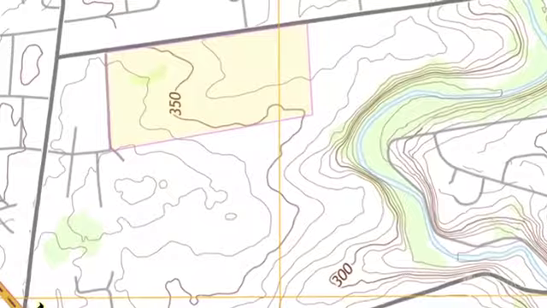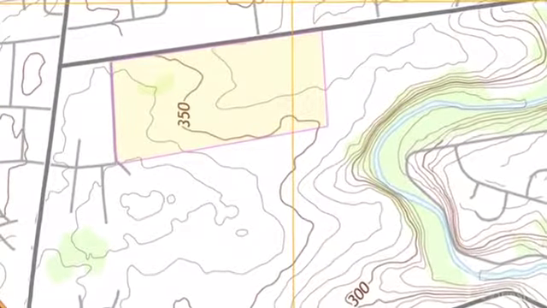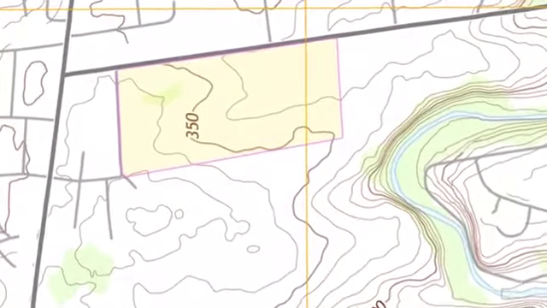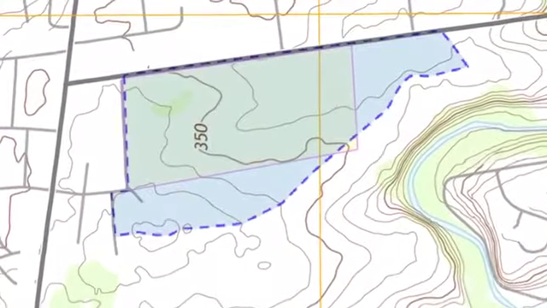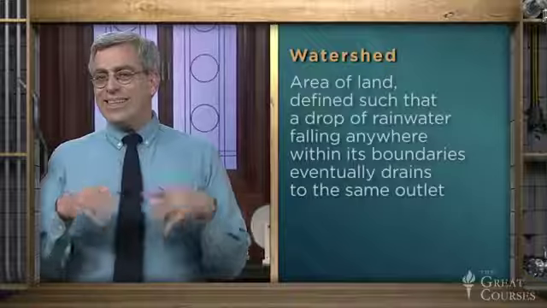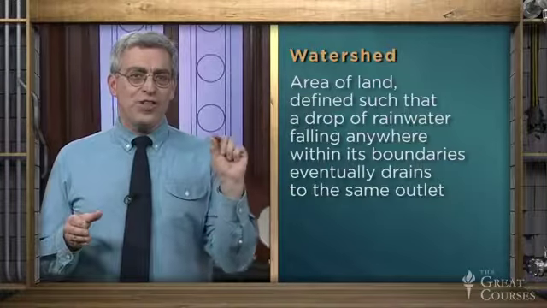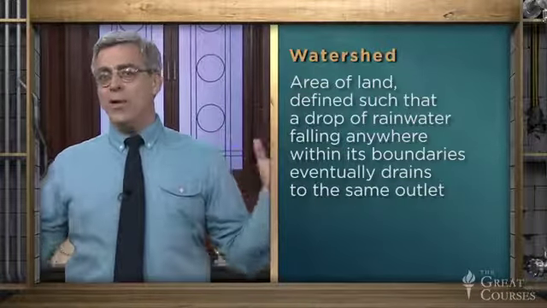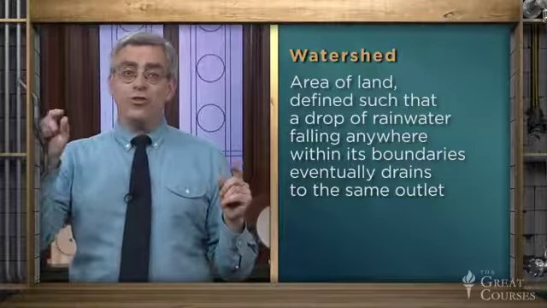Now, armed with our topographic map, we can execute the first step in the storm drainage design process, delineating the watershed of our proposed development project. A watershed is an area of land defined such that a drop of rainwater falling anywhere within its boundaries eventually drains to the same outlet. Let's see what this really means.